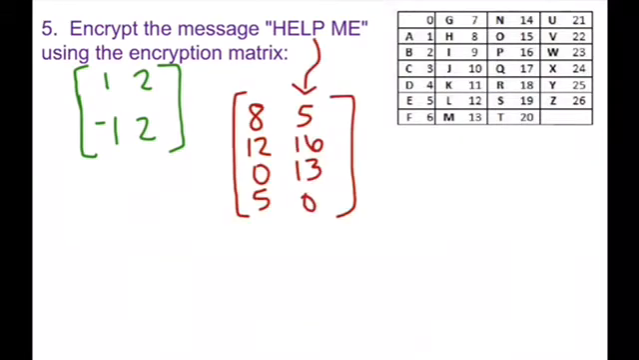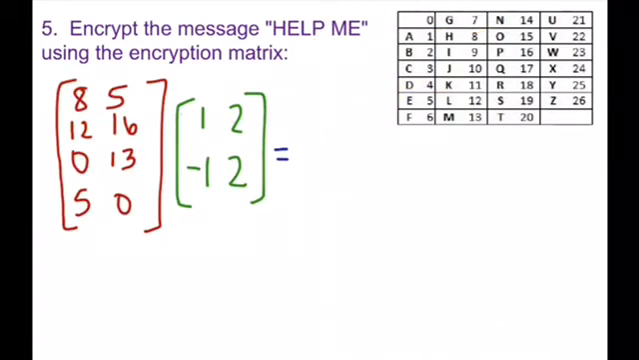Alright, so what we're going to do is we're going to take help me and we're going to use this chart here with our letters and numbers to make a matrix. So the 8 comes from H is 8, and the 5 comes from E is 5, and so on. And so I just make that matrix. And then I'm going to take that matrix and multiply it by my encryption matrix. So this is my encryption matrix. Help me is from those letters right there. And I'm just going to multiply that.